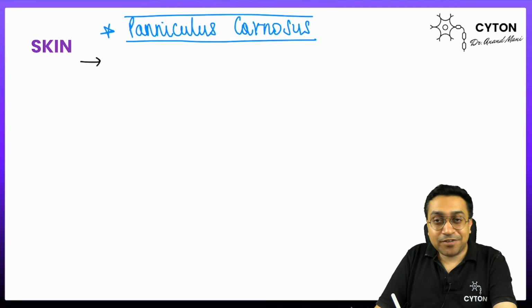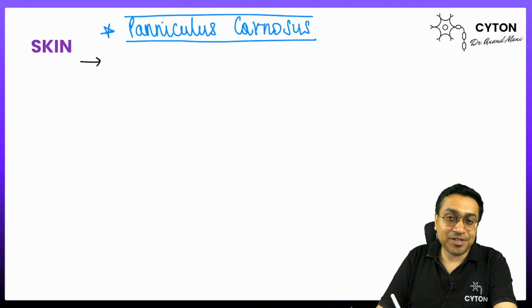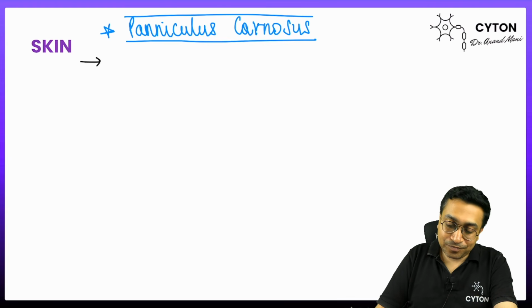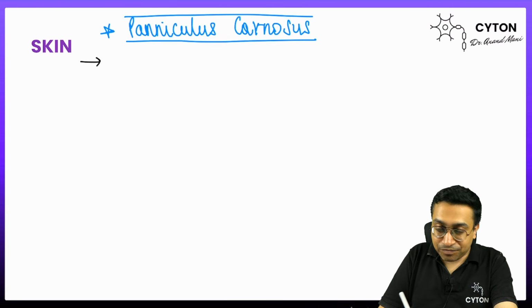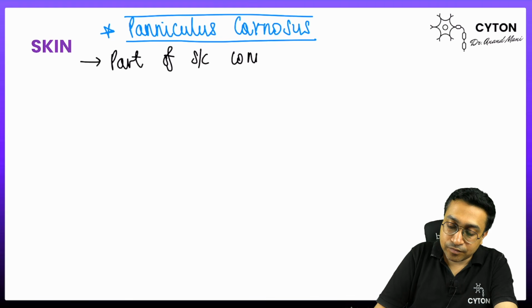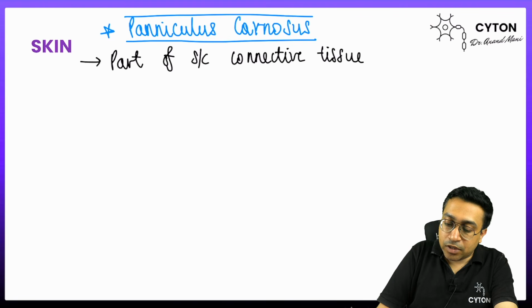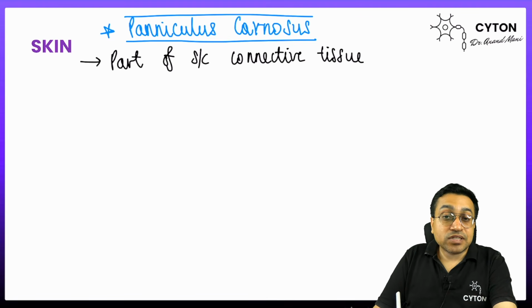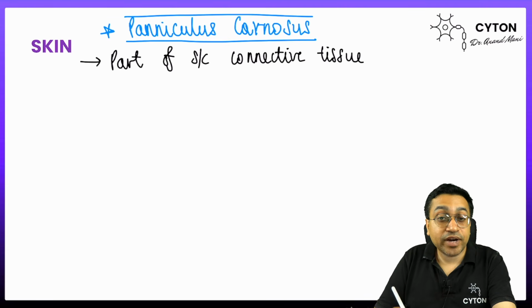Your eyes see what your mind knows. Otherwise you will ignore it even if you see it. So what is this? It's a part of subcutaneous connective tissue. Okay, so now this Panniculus carnosus actually consists of a layer of striated muscles.